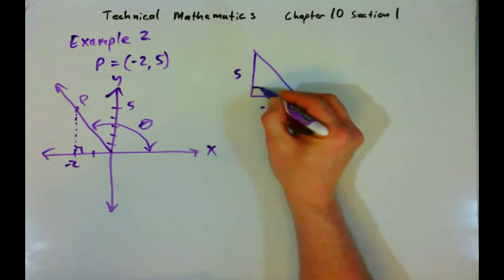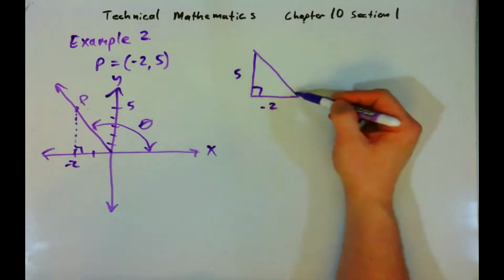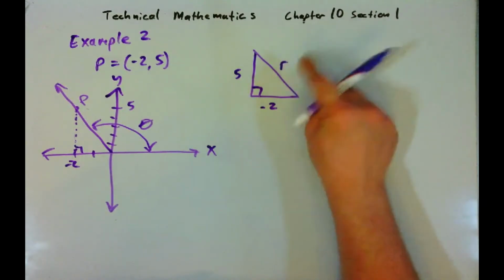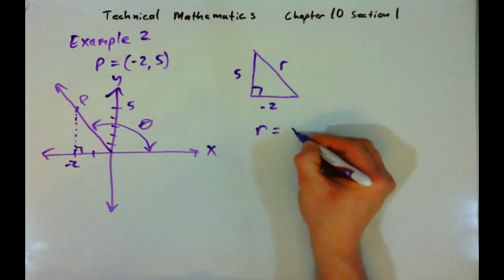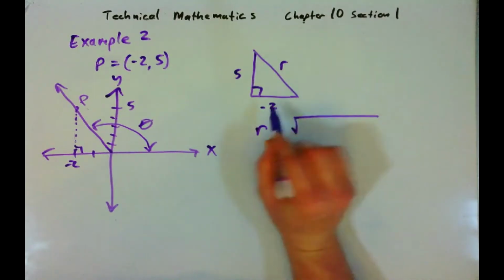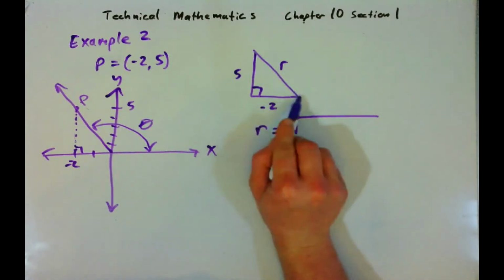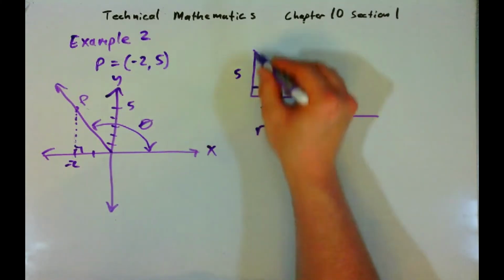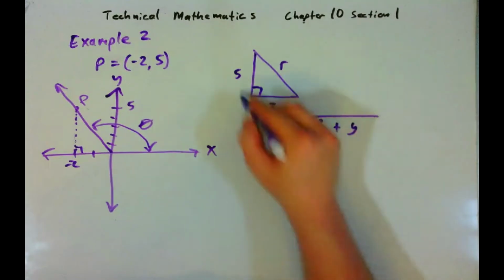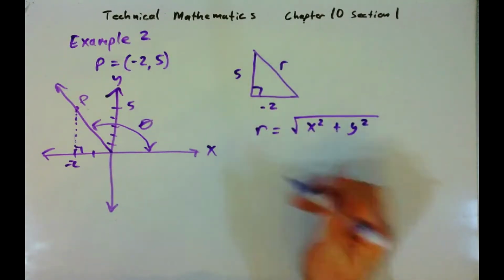This side is the hypotenuse of a right triangle. And we can always find the hypotenuse of a right triangle using the Pythagorean theorem. The hypotenuse we oftentimes label as r. And so we can say that r is equal to the square root of the x coordinate, which is negative 2, squared, plus the y coordinate, which happens to be 5, squared.